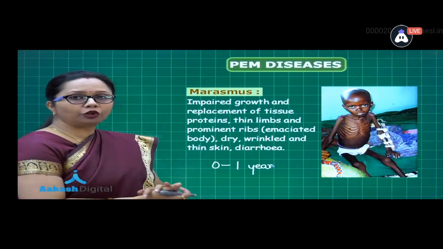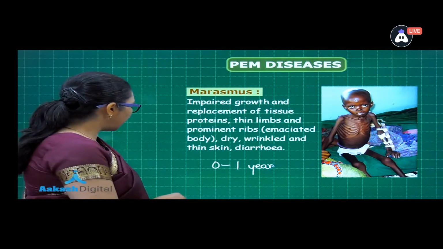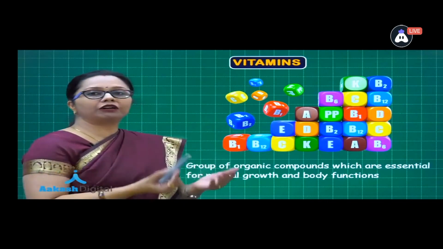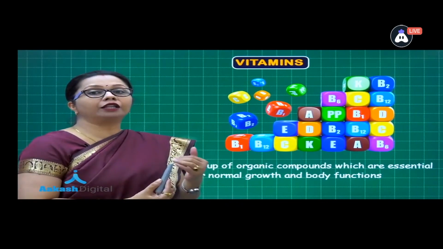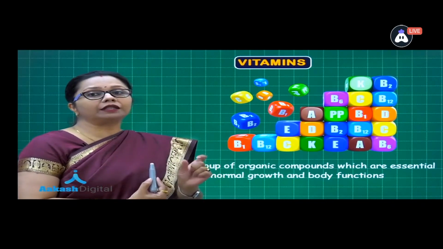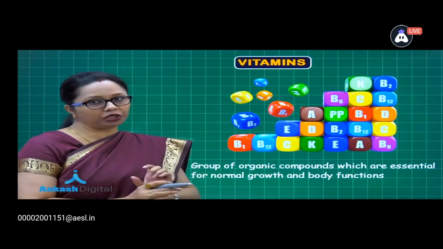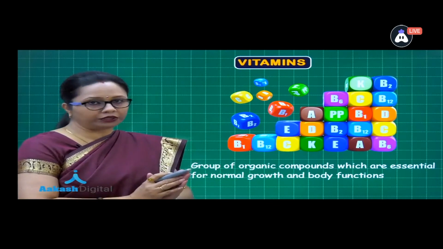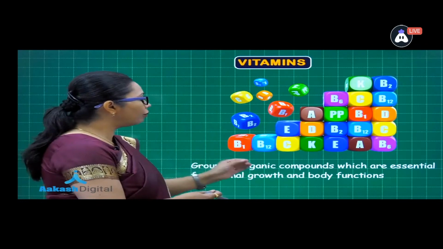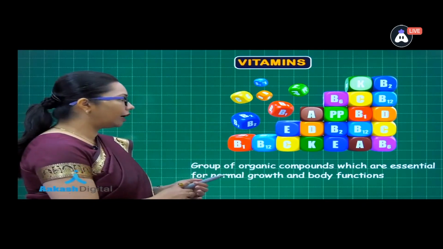Now after these disorders, we move to one last concept in this chapter, that is regarding vitamins. Now vitamins, they were discovered by Casimir Funk, and the vitamin that he discovered, they were amines, and he found out that these are very important for the body, and that's why the name arose, vital amines, which was then clubbed as vitamins. And these are organic compounds, very essential for normal growth and body functions, and these cannot be synthesized in our body.